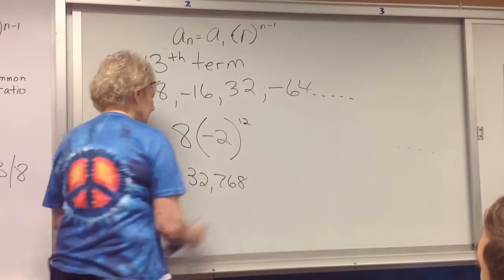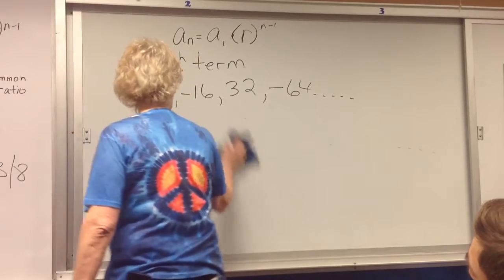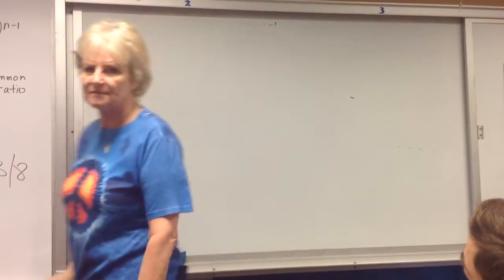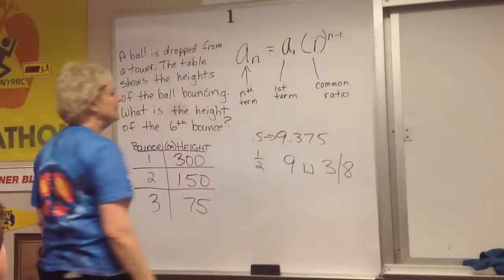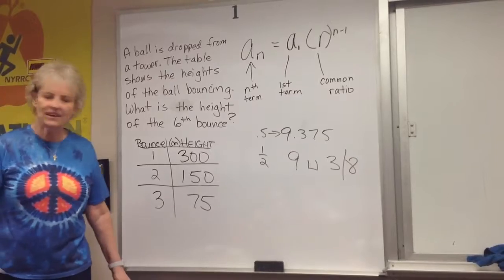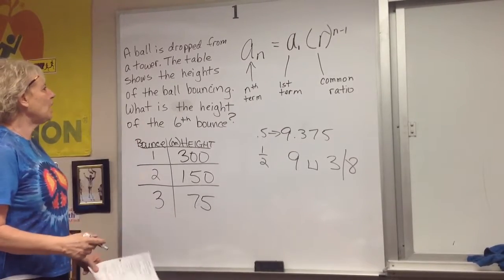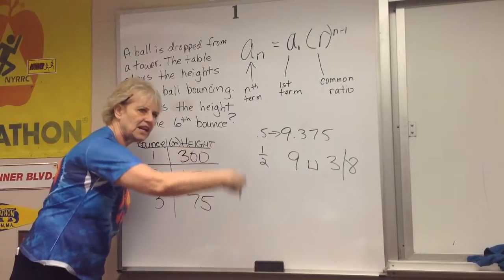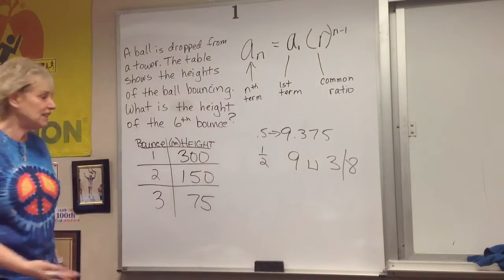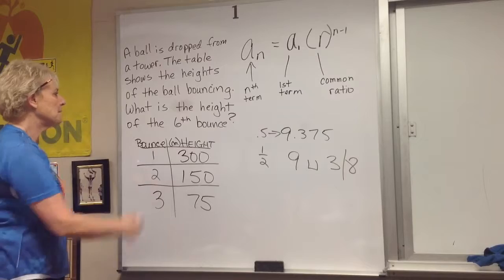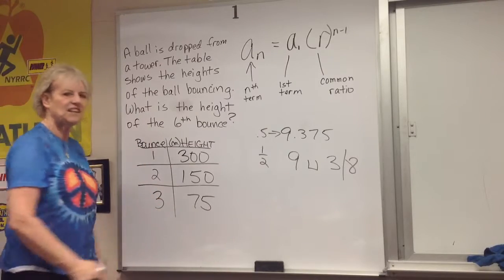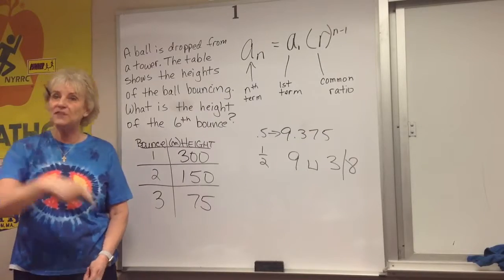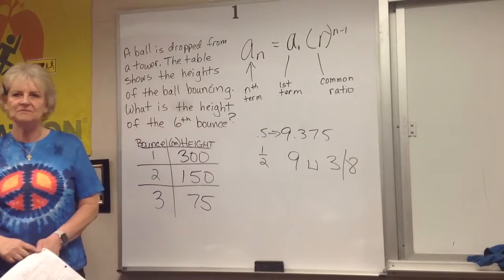All right. Story problem. Your favorite. A ball is dropped from a tower. The table shows the heights of the ball bouncing. Each time it bounces, it follows a geometric sequence. What is the height of the 6th bounce? Now, you could probably just do it 3 more times, but I want you to try it with the formula.